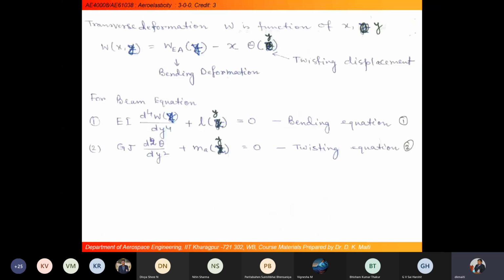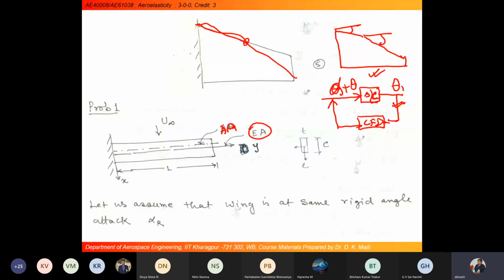and the forward speed we are considering here is U infinity. So let us assume that the wing is at a same rigid angle of attack alpha r, meaning the whole aircraft is at an angle of attack, this is the alpha r.